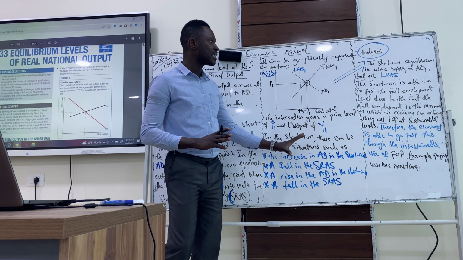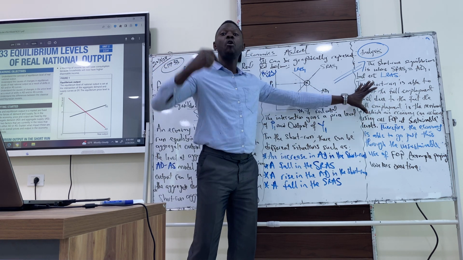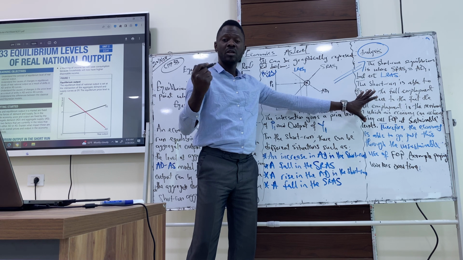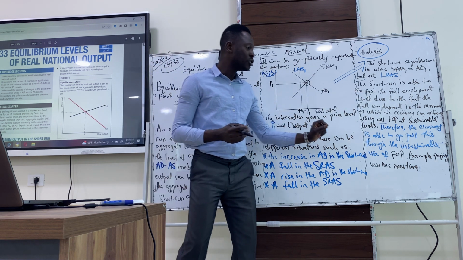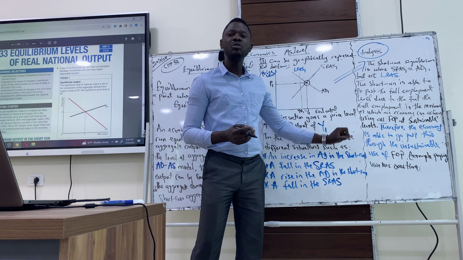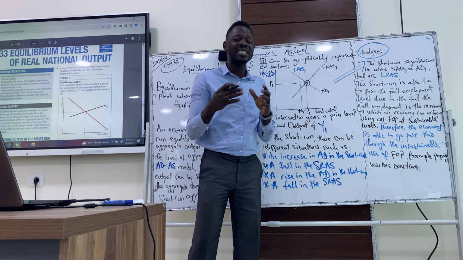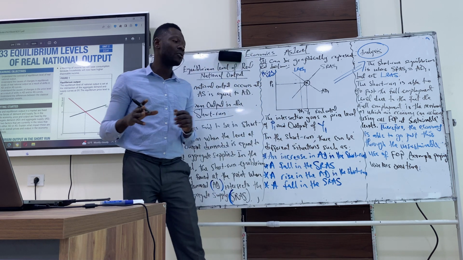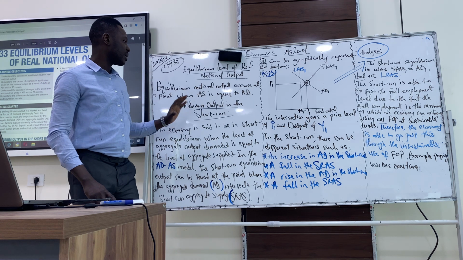So what we are saying is that full employment can be achieved in the short run and even gone past in the short run. But to go past the full employment in the short run, it means that the economy would unsustainably use factors of production, like paying overtime to workers, which is not sustainable. It cannot last for a long period of time. So this is all about the short run equilibrium output.